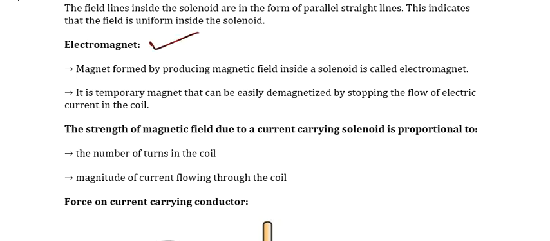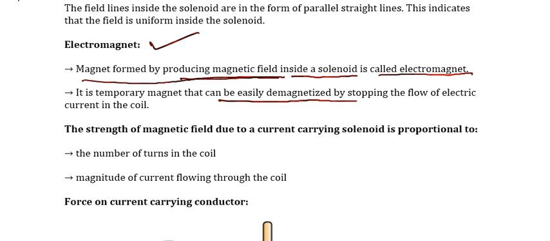What is an electromagnet? A magnet formed by producing a magnetic field inside a solenoid is called an electromagnet. It is a temporary magnet that can be easily demagnetized by stopping the flow of electric current in the coil. If you stop the current supply, it becomes demagnetized. If you apply the current, it becomes an electromagnet.